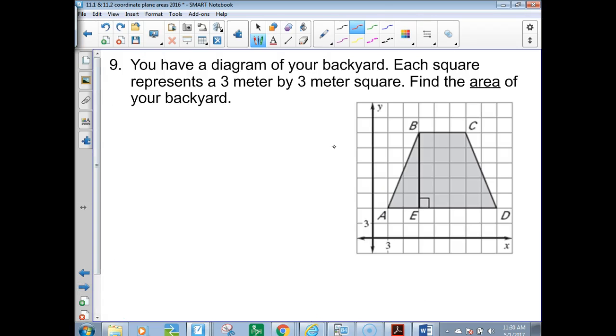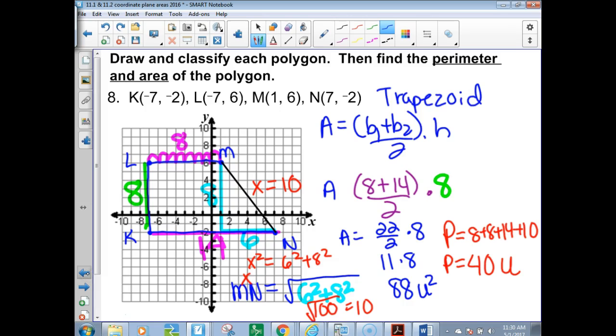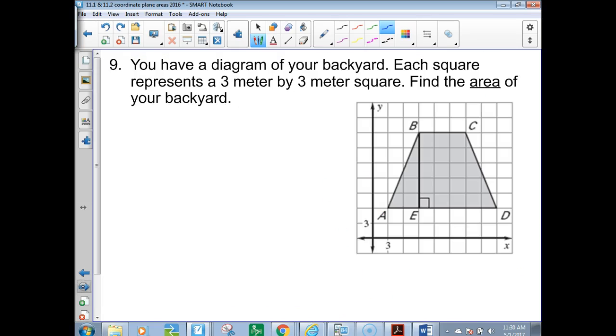All right, one more example for your assignment. The perimeter was 40. Did I add that right? Yeah. That particular trapezoid, you could have done the area of a square plus a triangle.